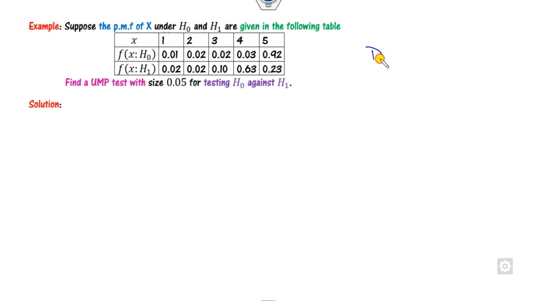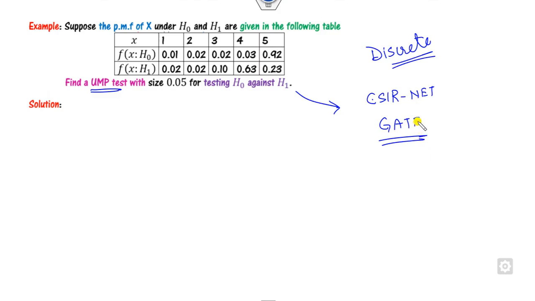Look, this is the problem of the discrete. Lastly, the examples are continuous. You have to test the UMP test. Remember, this question is always asked in the CSIR NET. Such kinds of questions are always asked in the GATE examination as well. So remember, this is a very simple question. Within a fraction of a second, you can get 4.75 in these examinations.